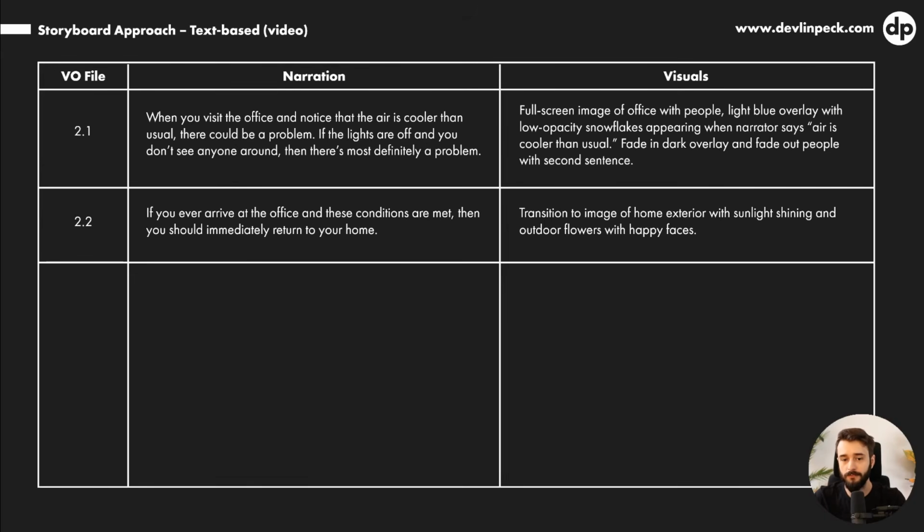So now if we look at the visuals column, we start with a full screen image of office with people. There's a light blue overlay with low opacity snowflakes appearing when the narrator says the air is cooler than usual. So, kind of just to give like a frosty effect, like it's cool here. And then we fade in a dark overlay and fade out the people with the second sentence.